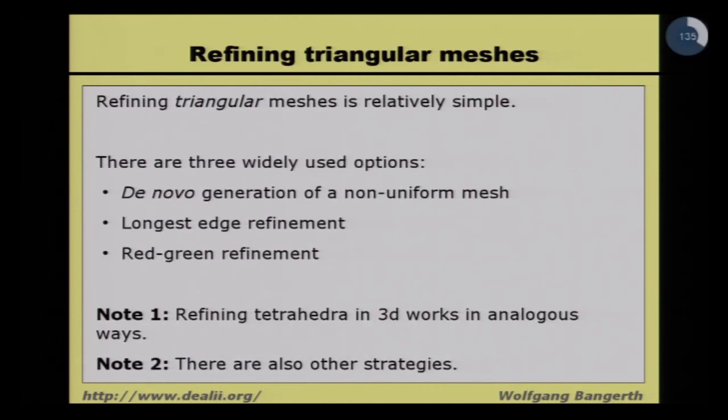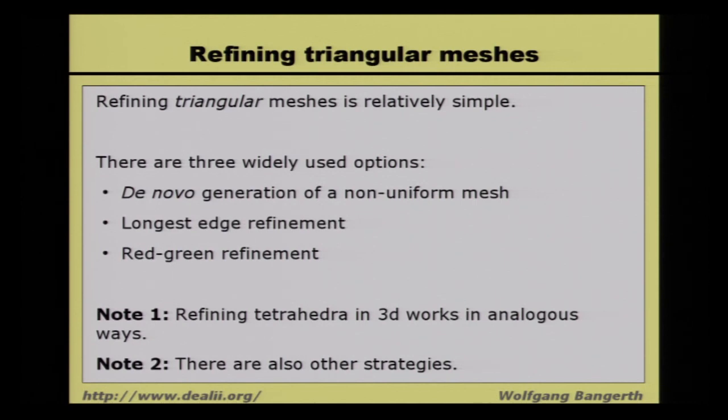Okay, so what I would like to do is show you a little bit about the mechanics. How do you refine a mesh? How do you go from one mesh to the next mesh? And there are, for triangular meshes, essentially three relatively simple strategies, one of which I'm not going to talk about very much, but the other two are a little bit algorithmic, and I would like to introduce you to this.